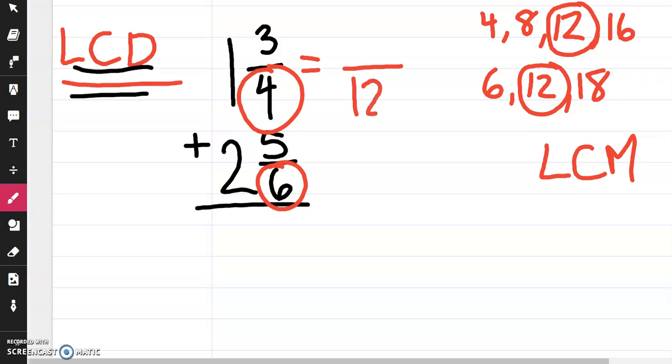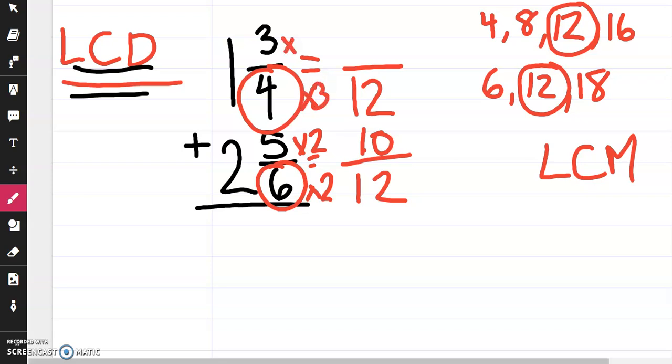So we're going to create two equivalent fractions, one for 3/4 and one for 5/6. And we do that by seeing what we're going to use. We're going to multiply. 6 times what is 12? 6 times 2. So with our numerator, we will also do multiplication with 2. 5 times 2 is 10. And our top number, 4 times 3 is 12. So for my numerator, I also want to do 3 times 3, which is 9.